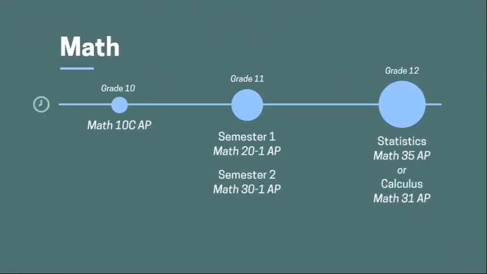For math, like I'd said before, it's kind of a multi step process. In grade 10, the student takes Math 10 CAP. In grade 11, they take both Math 20-1 AP and 30-1 AP in the 2 semesters. That way, they've written a diploma while they're in grade 11, so they've got that out of the way. But it also gives them the opportunity in grade 12 to focus on either AP statistics or AP calculus.